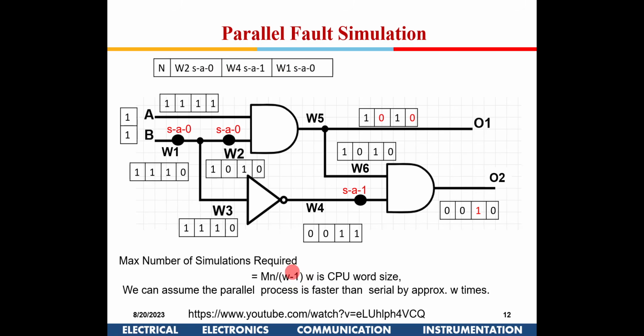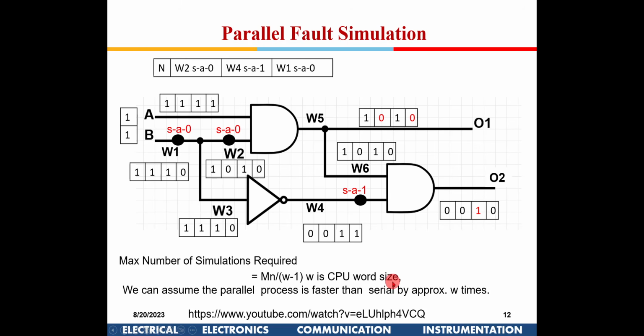One can argue that it may be possible that all the faults are not getting detected. There is a possibility that some fault may not get detected and it can go into the next one. But in general we can assume that the parallel processor will be faster, by approximately w times. So just an approximation.